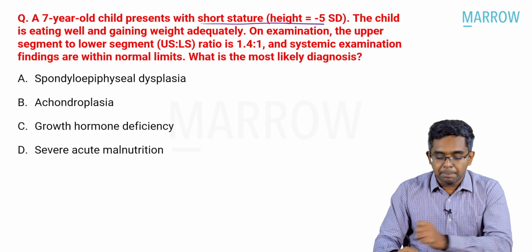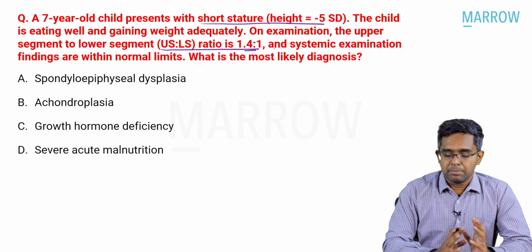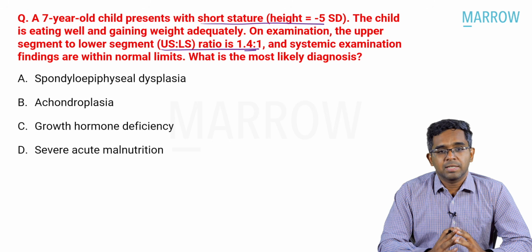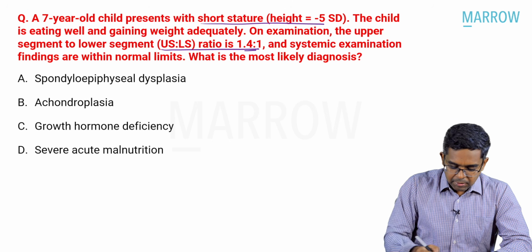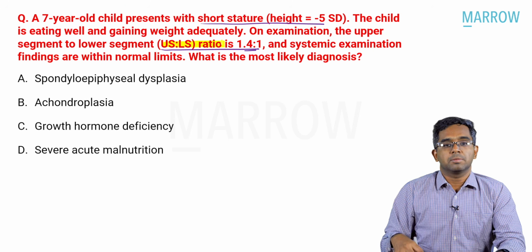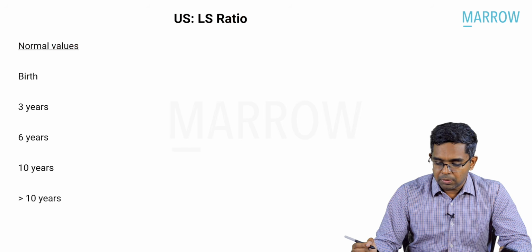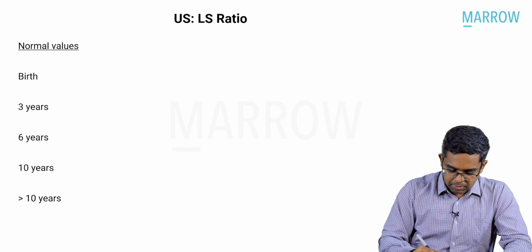On examination, upper segment to lower segment ratio is 1.4:1 and systemic examinations are within normal. What is the most likely diagnosis? So your entire answer in this particular question is going to be based on upper segment, lower segment ratio. So we'll just do a quick recap of this US-LS ratio and then we'll come back to this question.